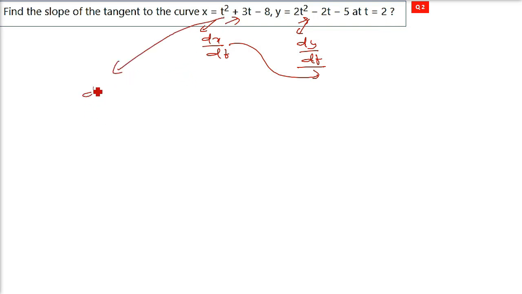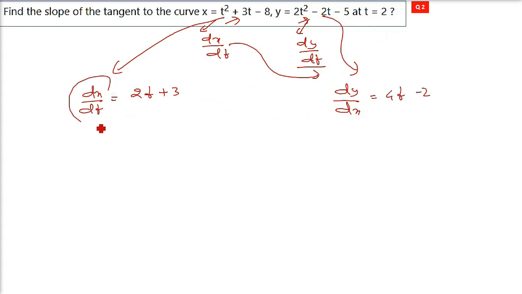So dx by dt will be what? It will be 2t, and this is going to be plus 3. No problem here. Here dy by dt will be 4t minus 2. Now just divide these two in order to get dy by dx. So when you divide these two, it's 4t minus 2 over 2t plus 3. This is your dy by dx at t equals 2.